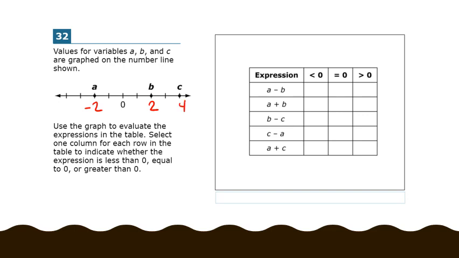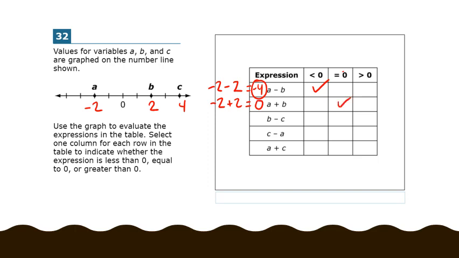So now that I have values for these things, all I've got to do is plug them in. So a minus b is the same thing as -2 minus 2. So -2 minus 2 gives me -4. And now which category does -4 fit into? It is definitely less than 0. Next one, I have a plus b. So again, I have -2, but in this case, I'm not subtracting, I'm adding. So I have -2 plus 2. In this case, this is 0. Guess what? It's equal to 0.